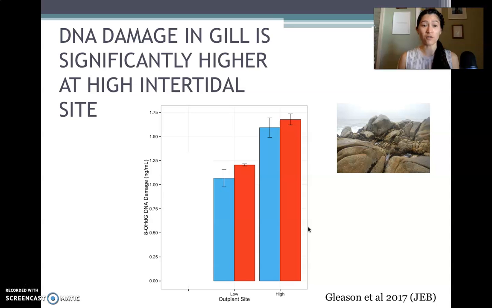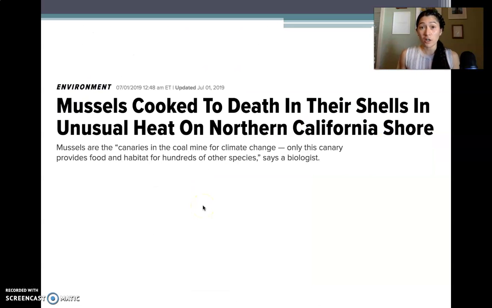And so in this graph, what I did is quantify the amount of DNA damage in muscles at both the low and the high intertidal site. Don't worry about the different colors here in this graph, but overall what we're looking at is that the amount of DNA damage at this high intertidal site is significantly more than the amount of DNA damage from muscles at this low intertidal site. And why do we care about this?